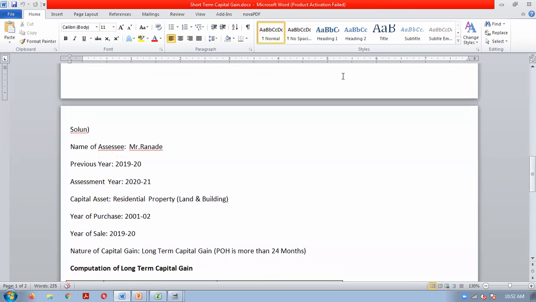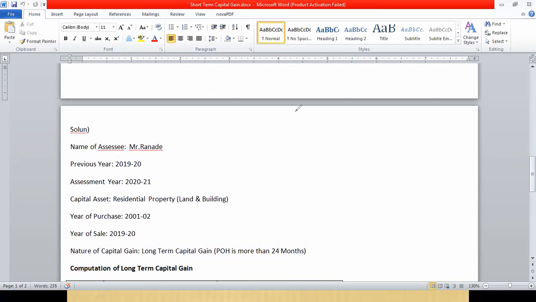While solving capital gain problems, we will always first find out whether the capital gain is a long-term capital gain or a short-term capital gain. Based on that only we can decide whether it will be indexed cost or normal cost. Indexation benefit will be applicable only for long-term capital gain. For short-term capital gain, indexation benefit is not available. So first, we always have to find out whether the capital gain is long-term or short-term.